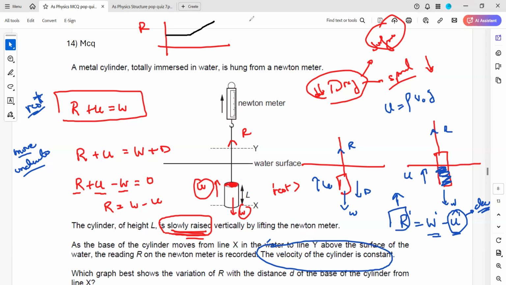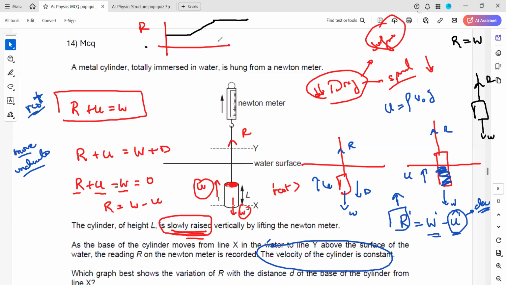Once all of the object is outside the water, and it is also moving at a constant speed, I will say R will be equal to W. Upthrust will be 0, so R will be equal to W. So once again, R will be equal to W. What will happen to the value of R? Again, R will become constant.